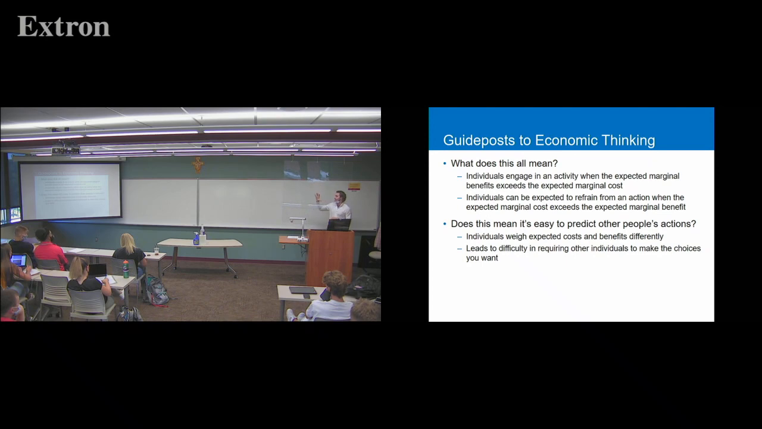Now remember, this is expected. This is what someone thinks ahead of time. They guess, I'm really going to like this shirt. I like it more than what else I can buy for this $20, so I'm going to buy it. It may not be the case. They can be wrong, but in that moment, they expect that the benefit is going to exceed the cost, so they're going to do it. Conversely, individuals won't do an activity when the expected marginal cost exceeds the expected marginal benefit. So if they have to give up more than they're going to get from something, they're not going to end up doing it.